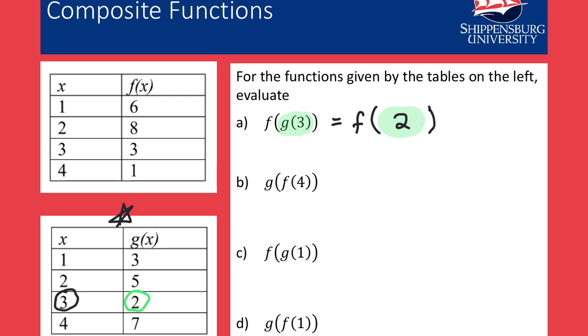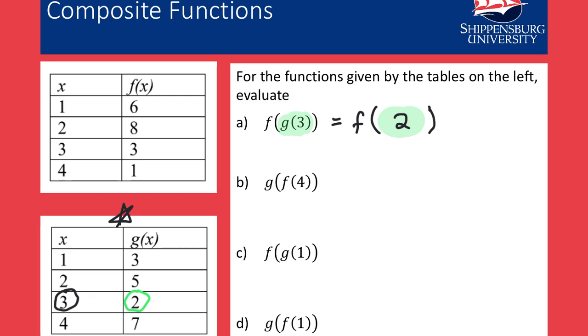So notice I've ignored the outside part of this. It still says f and then parentheses. That's all the outside parentheses. I've just figured out that when it says g of 3 in the parentheses, that really means 2. So now I just repeat the process.